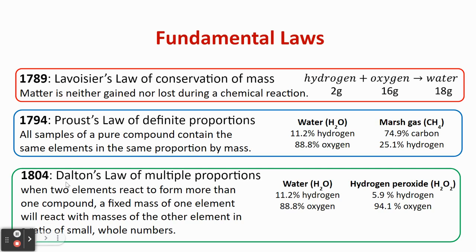Dalton's law of multiple proportions states that when 2 elements react to form more than one compound, a fixed mass of one element will react with masses of the other element in small whole number ratios. So what does that mean? Water and hydrogen peroxide both contain hydrogen and oxygen. If we have a fixed mass of hydrogen for either of these 2 compounds, the masses of the oxygen in each of those compounds will be in simple whole number ratios.